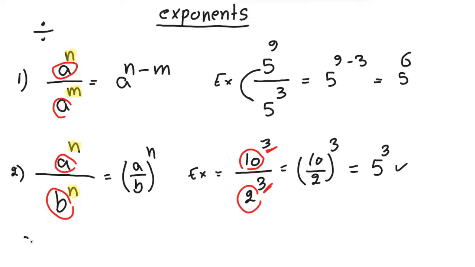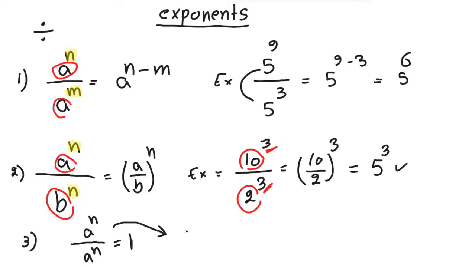And the third one, actually there's no third one, so I just added this one to tell you that you can use the first law or the second law. If both of them are the same, like a to the power of n divided by a to the power of n, of course you know the answer is 1. There's no need to use any rule or law. Or you can also use the first one or the second one.